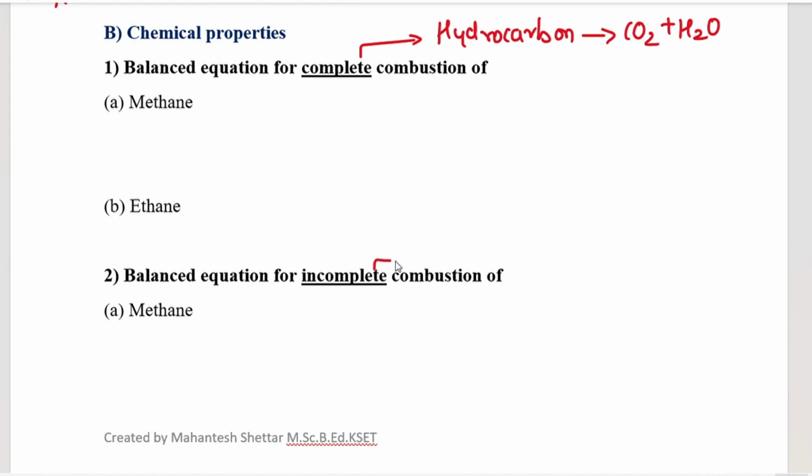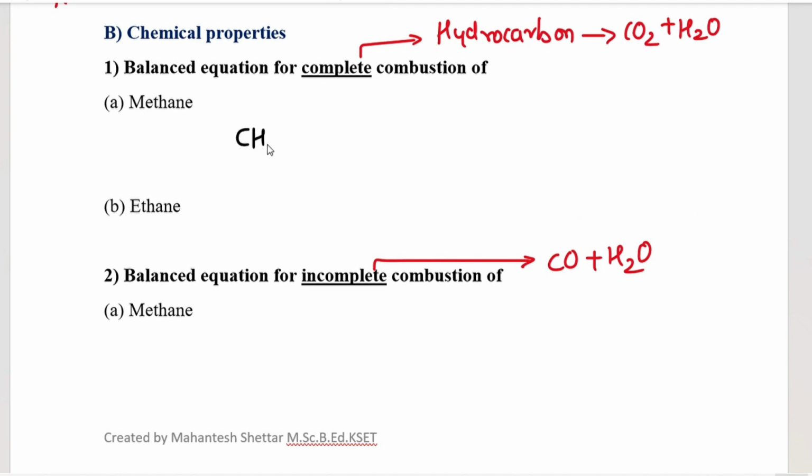What happens when they undergo incomplete combustion? They will give carbon monoxide and water, not carbon dioxide. That's the difference. Carbon monoxide is poisonous. Carbon dioxide is non-poisonous. Okay, balanced equation for complete combustion of methane.